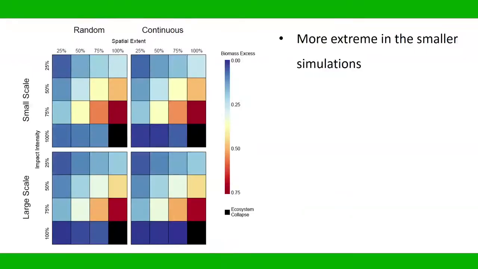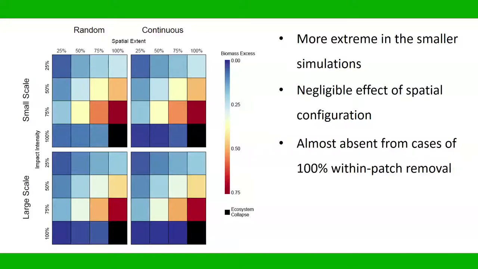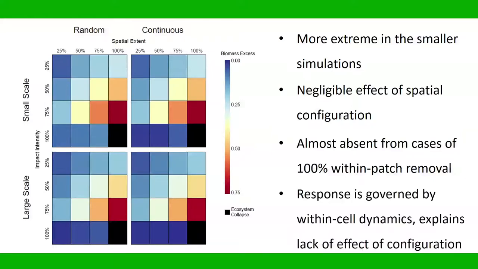So just again, to display this in the same style of four panel graph, please note the linear color scheme on this one, however, we can see that it was slightly more extreme in the smaller simulations, so smaller habitat patches showed a stronger compensatory response, but there was a negligible effect of spatial structure in this case. I do promise that there are differences between moving side to side on these panels, and it was almost absent from cases of 100% within patch removal, that is complete habitat destruction within a cell.